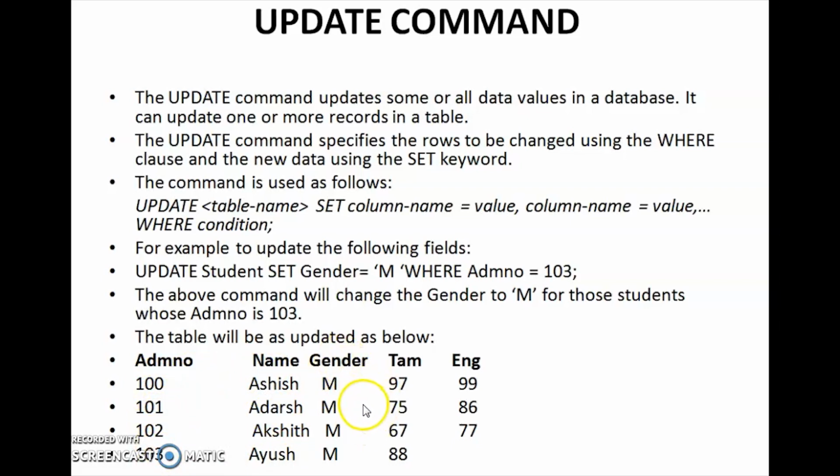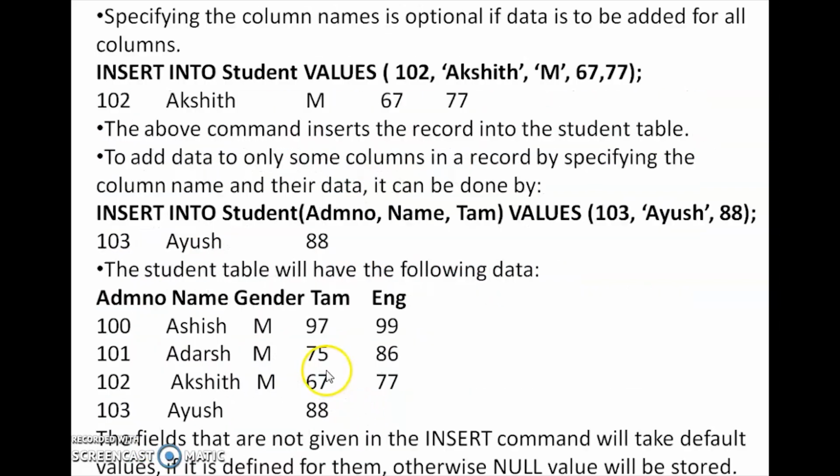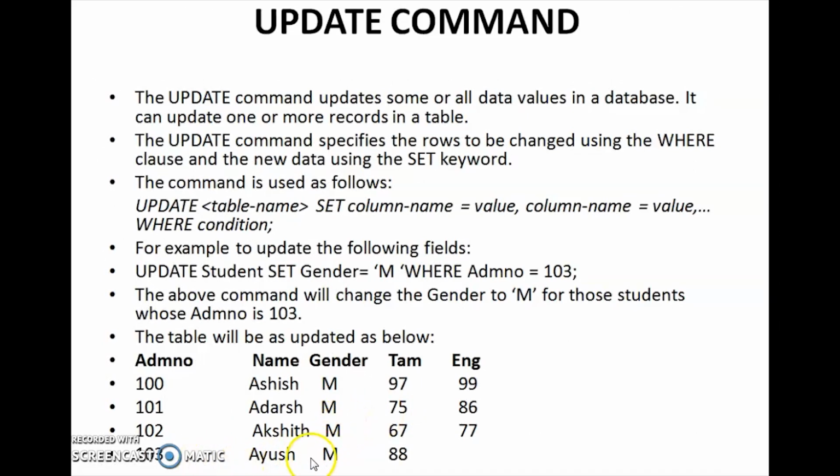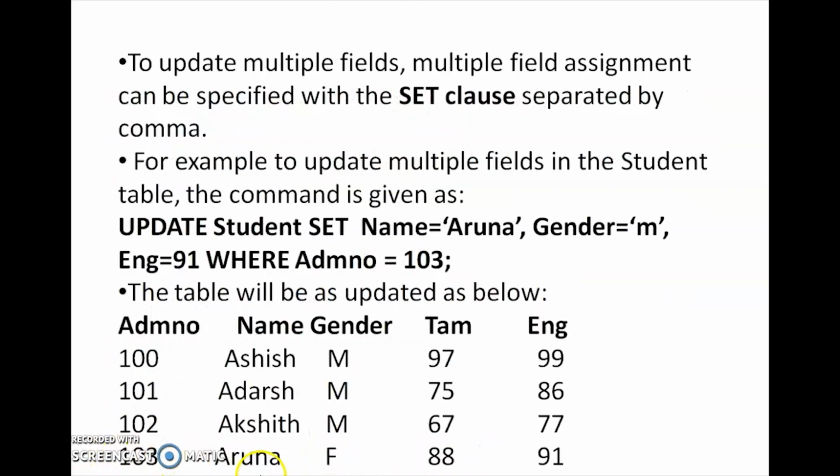Now I have not yet given the gender value and English value for 103. So now I am setting it. Now for my 103 I have set gender is equal to M. Okay, so now this 103 record has been updated. Clear? So next let us see how to update multiple fields.